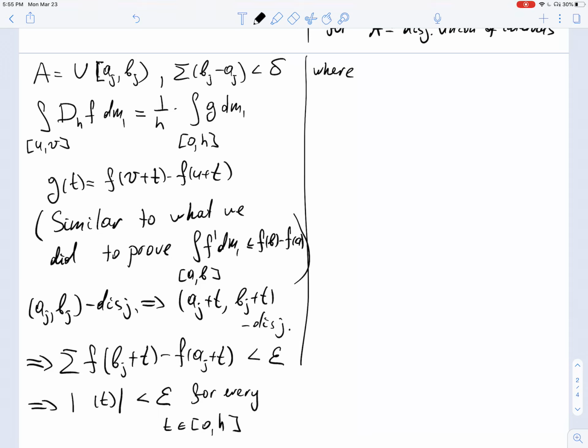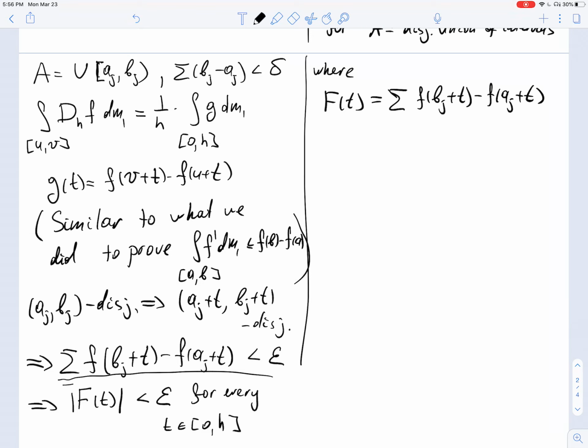I cannot use h. Let's use capital F of t, where capital F of t is equal to the sum of f of bj plus t minus f of aj plus t. Yes, so sorry, I got confused because in my notes I have g for two different things. So why is it less than epsilon? Well, just by definition, because this is less than epsilon. And it actually doesn't depend on t.